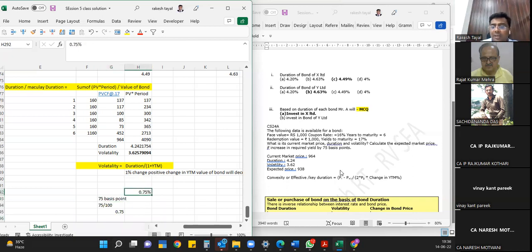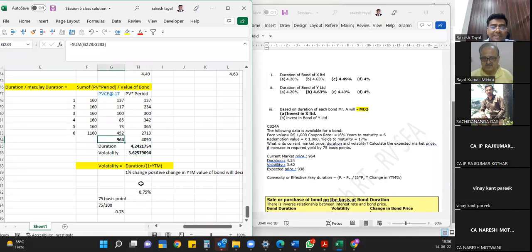So they are asking, what is the current market price? The current market price is 964. Clear? What is the duration? 4.24. What is the volatility? 3.62. And what is the expected price if the yield required is 75 basis point?